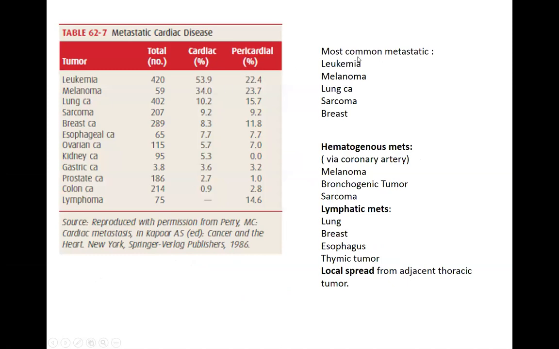For metastasized cardiac tumors, the most common you need to know are leukemia, melanoma, lung cancer, sarcoma, and breast. Either they come from hematogenous mets, which come through the arteries, like melanoma, bronchogenic tumor, and sarcomas, or they come from the lymphatics, like lung, breast, esophagus, and thymic. Or sometimes they can be local spread from adjacent thoracic tumors.